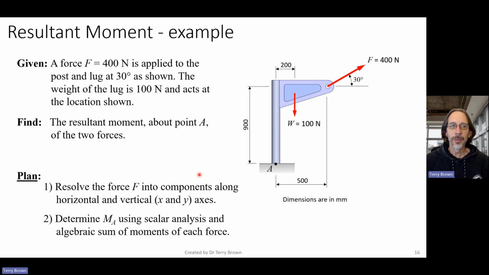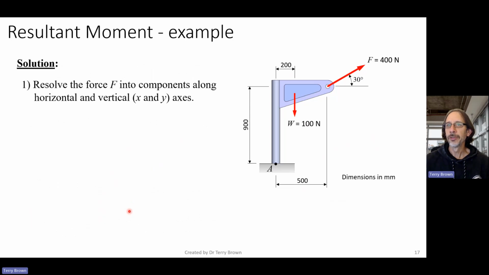So always think about the plan for your solution. So we're going to resolve the force F into components along horizontal and vertical X and Y axes, and then we're going to determine the moment using scalar analysis. All right, so firstly, resolve the force into components along horizontal and vertical axes. So let's define what they are. So here's X and Y, and we're taking anti-clockwise as positive. Put the components on our diagram.